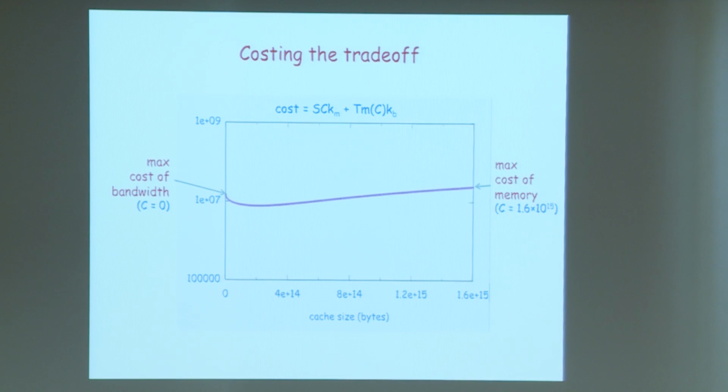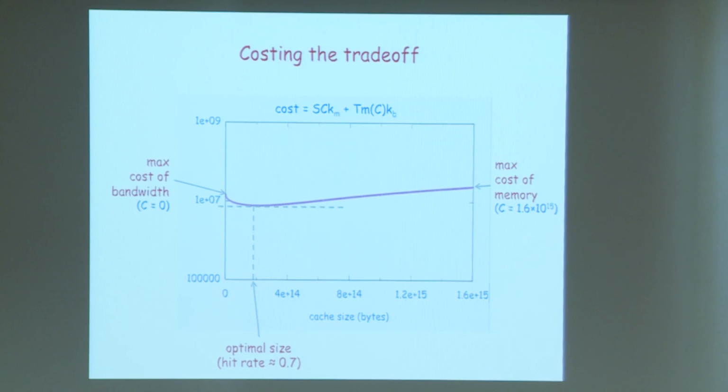And there's an optimum here. It turns out to be about half the cost of the maximum cost of bandwidth. And the optimal size corresponds to a hit rate of about 70%. That's a very insignificant result, in that it's just a point in space, and I chose those data fairly approximately.